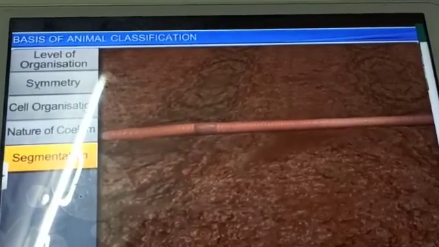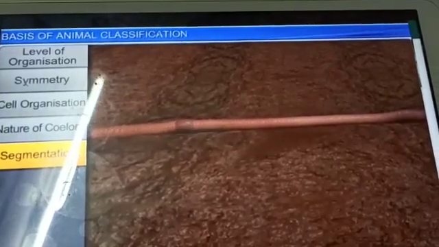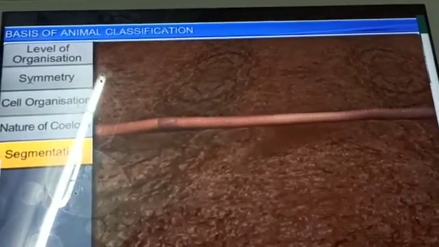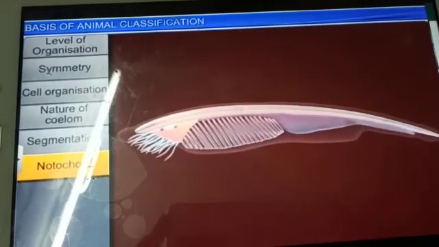See the external segmentation and internal segmentation in annelids. The body is externally and internally segmented. It is called metamerism.